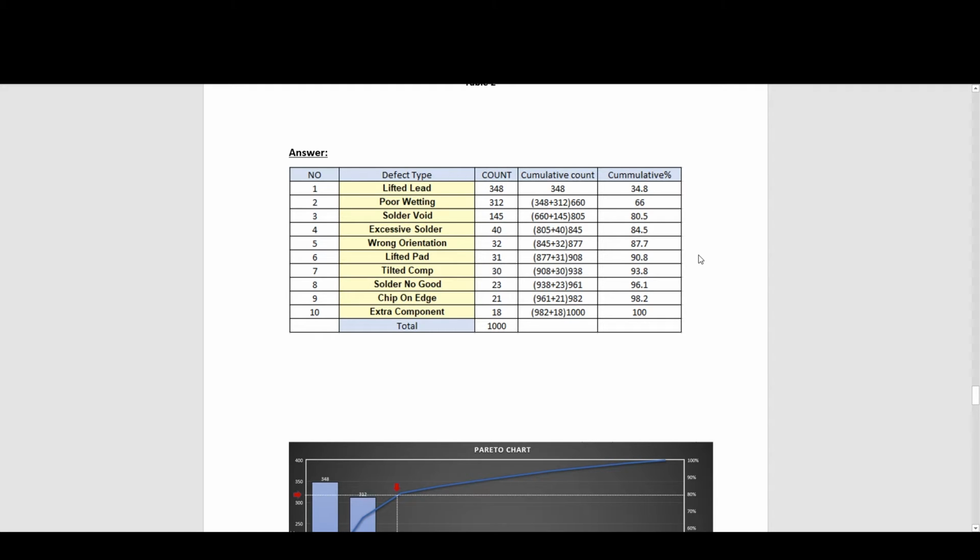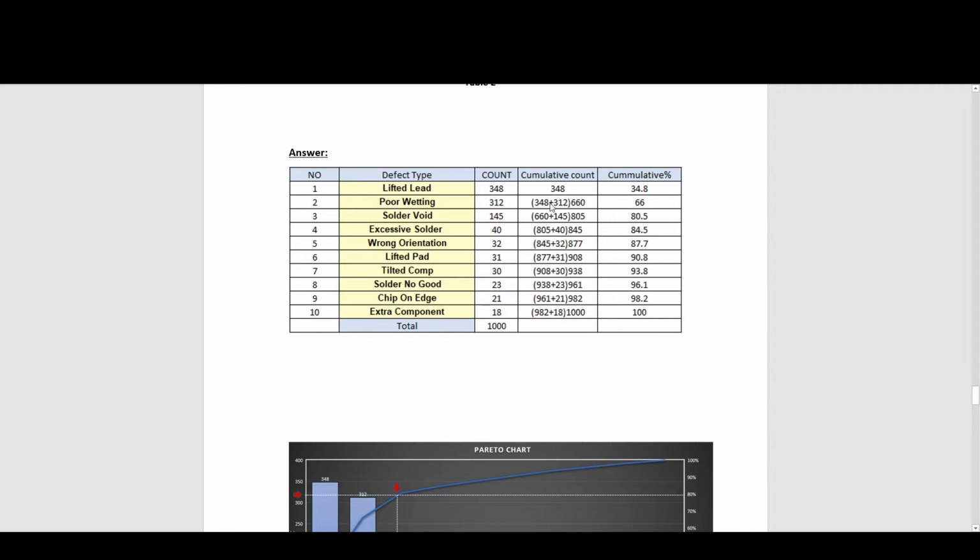So after that, we have the check sheet. Then we need to arrange from the biggest number to the lowest number, which is this one. The biggest number will be the 348 for the lifting lead, and the lowest number will be extra component, the 18. So after that, we're going to total everything together, and it will become 1,000 total, right?